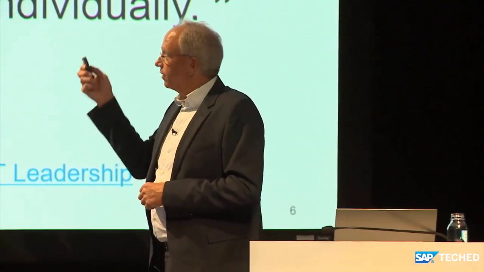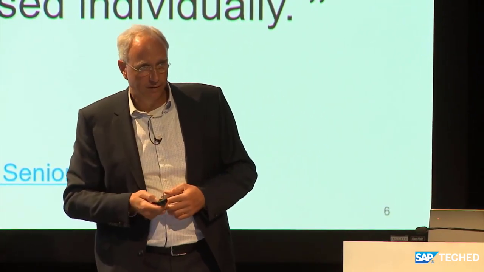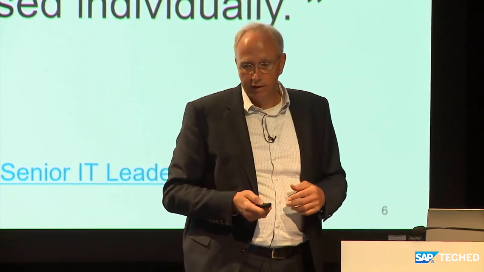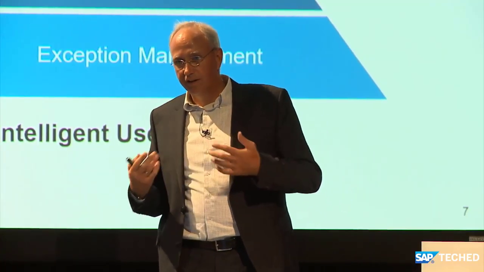Now let's start with this innovation topic. So what is our focus with S4HANA compared to ERP? Basically, we want to evolve S4HANA to an intelligent ERP system. This means on one side, process intelligence or intelligent processes, and on the other side, an intelligent user experience. So the majority of our investments are innovations in things you couldn't do before with ERP.